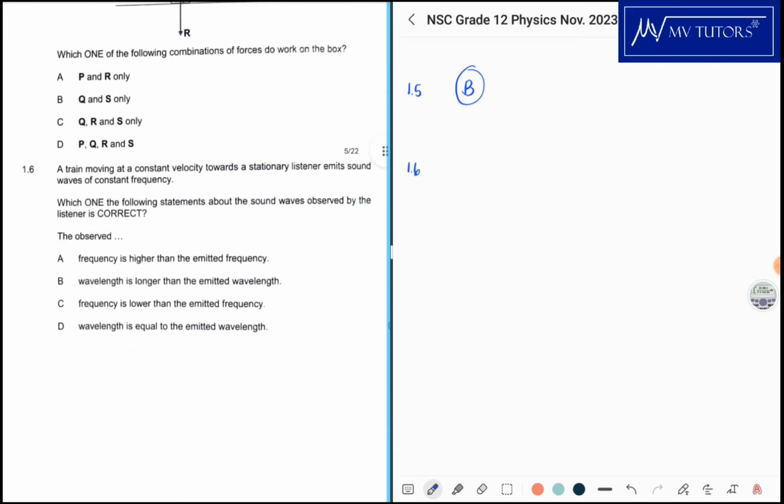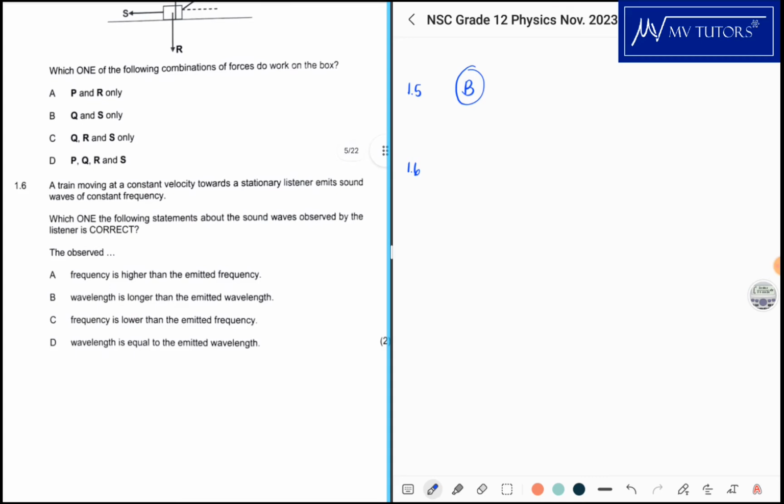Then 1.6. It says a train moving at a constant velocity towards a stationary listener emits sound waves of constant frequency. Which one of the following statements about the sound waves observed by the listener is correct? Observed by the listener. A, the frequency is higher than the emitted frequency. B, the wavelength is longer than the emitted wavelength. C, the frequency is lower than the emitted frequency, or D, wavelength is equal to the emitted wavelength.